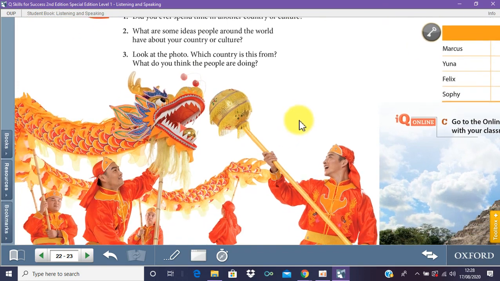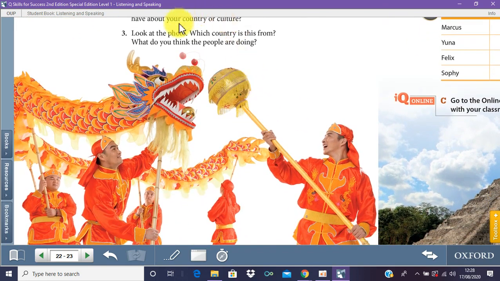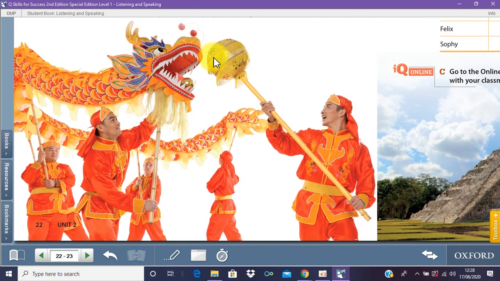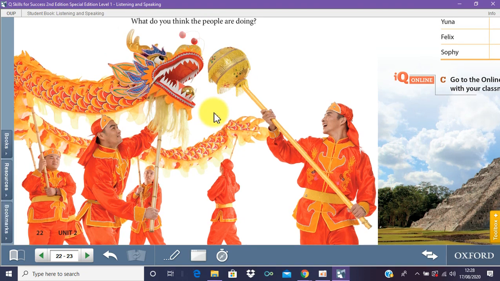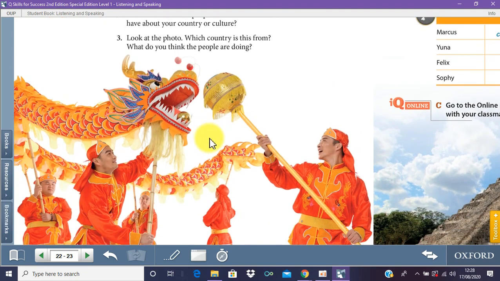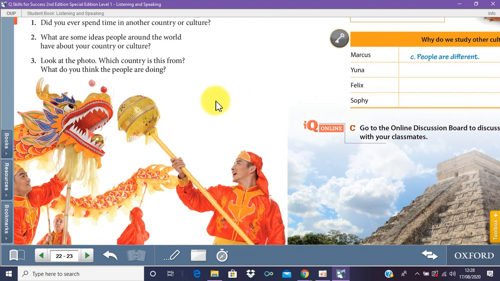Now, number 3, look at the picture. What country is this from? What do you think the people are doing? If you can see, these people are Asian people, okay? That looks like a dragon. Now, if anyone watches anime or reads manga, they know this is from Japan or maybe China, okay? I don't know for exact, but I'm pretty certain it's Japan. So Japanese culture, it looks like Chinese New Year maybe. Or if it's from China, it looks like Chinese New Year.